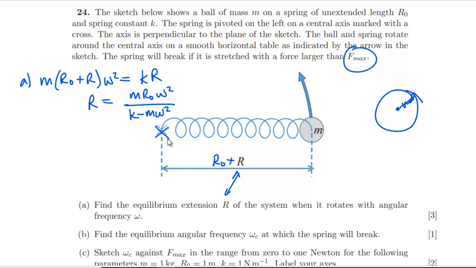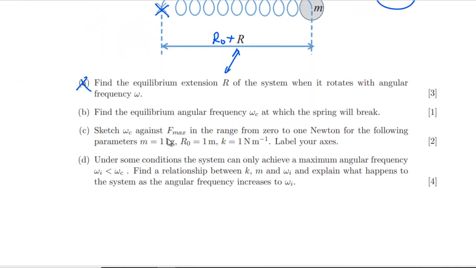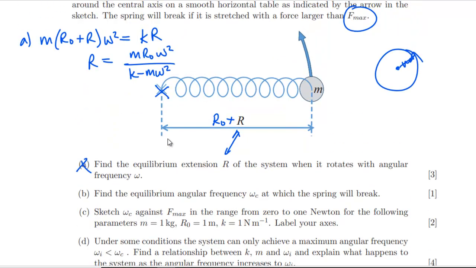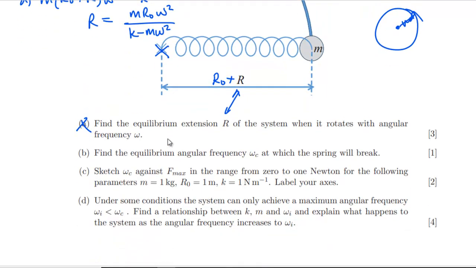Right, so that wasn't so bad for starters for 3 marks. Maybe this question isn't going to be as bad as I thought. Let's not count chickens. Find the equilibrium angular frequency omega c at which the spring will break. Let's copy this down because we might need it: R is m R0 omega squared over k minus m omega squared. Are we going to have to use this?